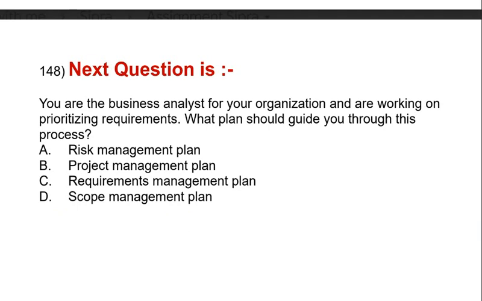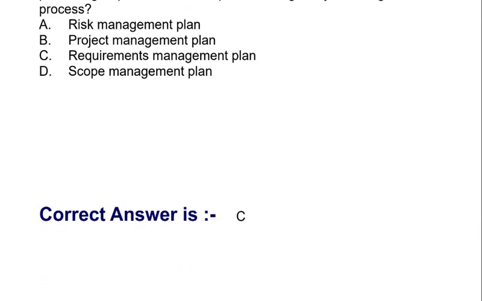Question is, you are the business analyst for your organization and are working on prioritizing requirements. What plans should guide you through this process? Option A. Risk management plan. Option B. Project management plan. Option C. Requirements management plan. Option D. Scope management plan. Correct answer is option C.